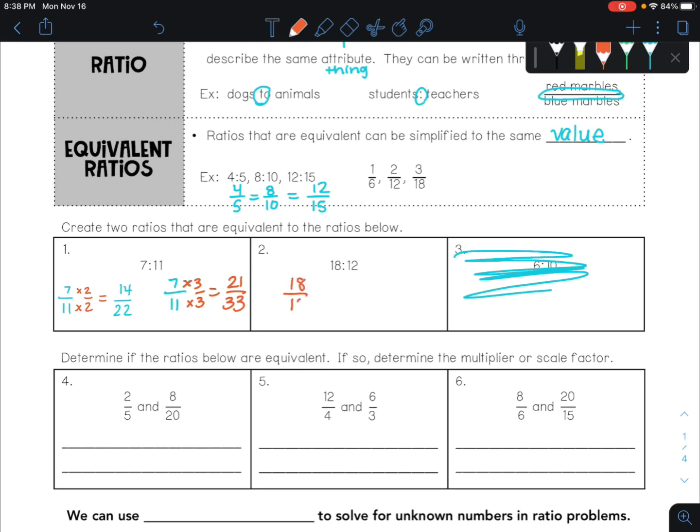And actually, I think we could simplify that. So we could go the other direction and use division. So I could try like 2. 18 divided by 2 is 9. 12 divided by 2 is 6. So there's one equivalent ratio. And then we could try multiplying by 2 instead. So 18/12 times 2 times 2. That's going to give us 36/24. And so that's another equivalent ratio.